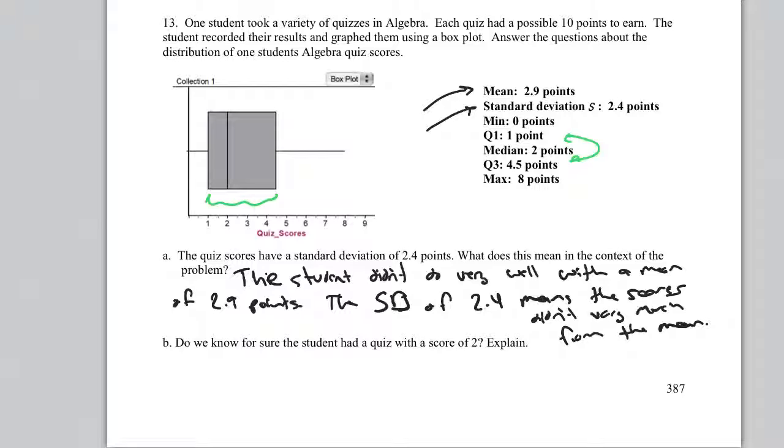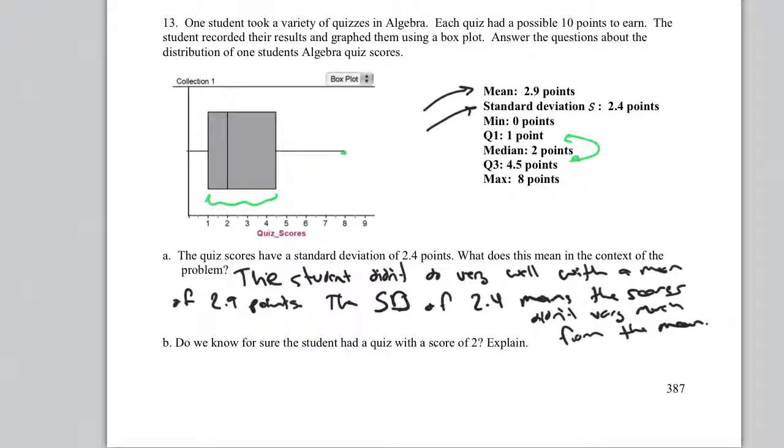If it had been a standard deviation of like 8, that would mean some of his scores were pretty high. And it looks like he had one outlier here where he was up at 8, but in general his scores were pretty low.